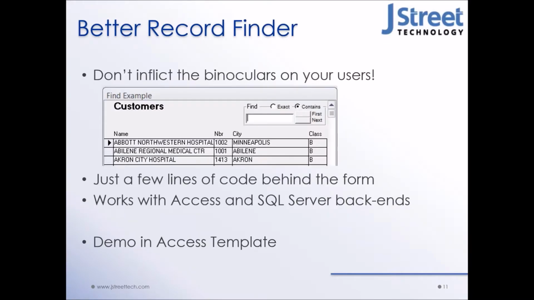Here's another one that we use in lots and lots of applications. We call it the Better Record Finder, and there's the old binocular control in Access where you just find a record, and everyone's used that before, and some people actually inflict that on their users, and I think that thing is really hard to understand. For one thing, it has a backwards and forwards option, and it says, do you want to look in this field or all fields? Anytime you give people options that they don't quite understand, it makes your software harder to use.